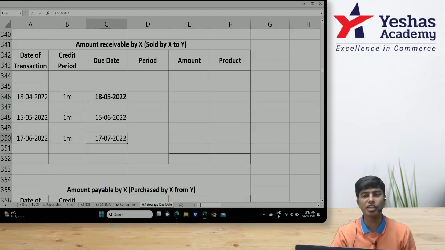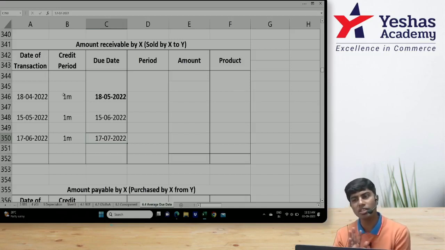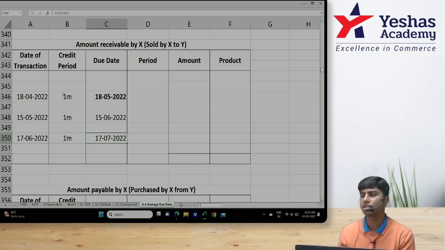Sir, why not 3 grace days? It is credit period. It is not bills of exchange. 3 grace days will come only for bills of exchange. This is credit period, this is goods transacted. So you won't give 3 grace days. It is supposed to be paid after 1 month. Where do we give 3 grace days? In the bills of exchange chapter. Is this bills of exchange? No. I've sold goods today, I'll tell you to pay me within 1 month. 1 month is the last date. No 3 grace days, only if there is a bill of exchange.